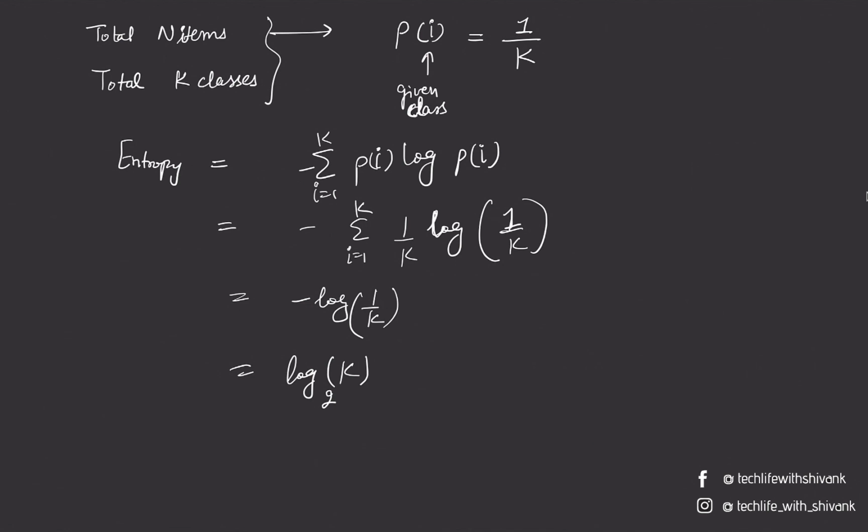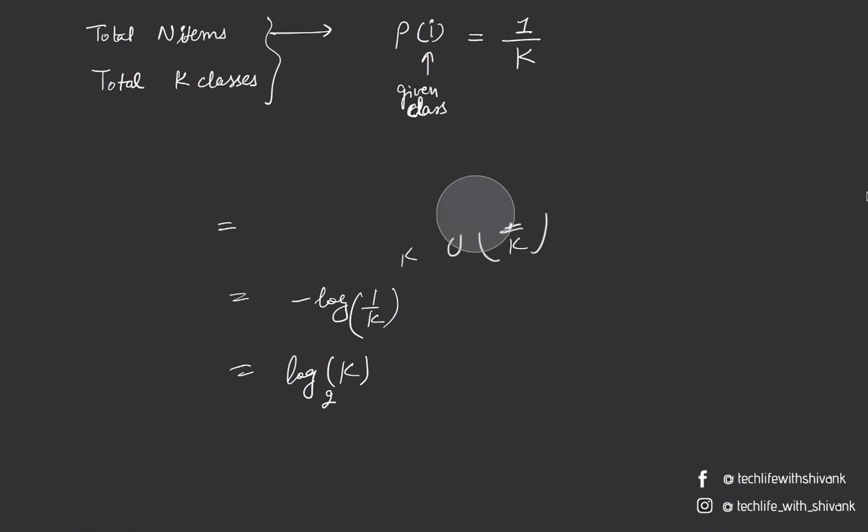So if we have k classes, the maximum value entropy can take is log of k base 2. And this is quite evident because, since we have k classes, the maximum number of bits required to represent k different items is log of k on base 2.